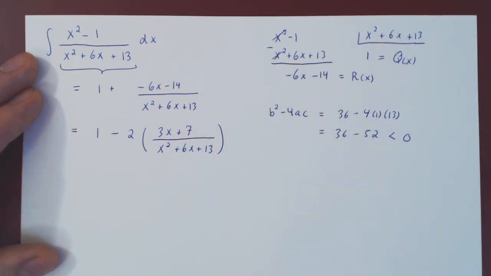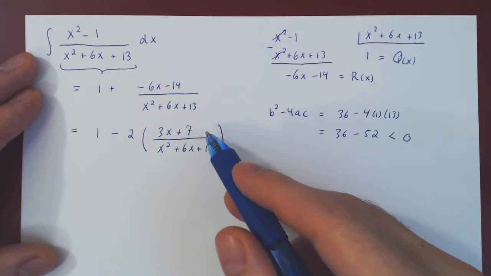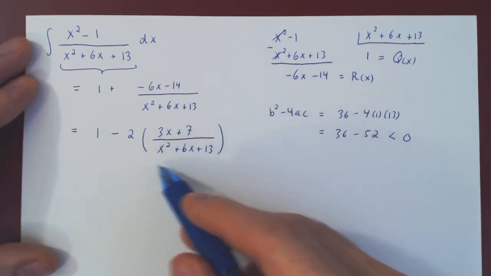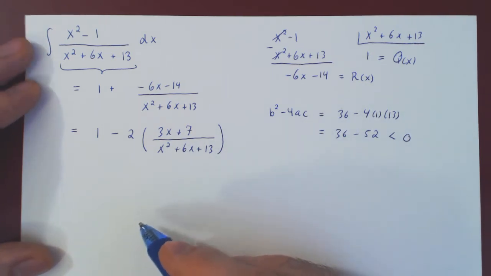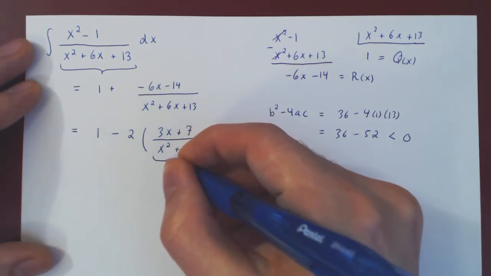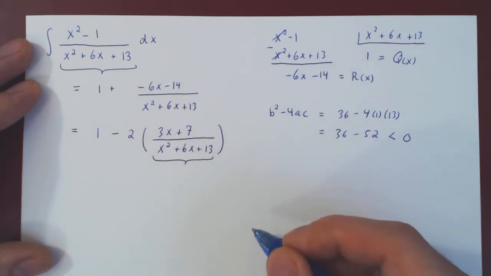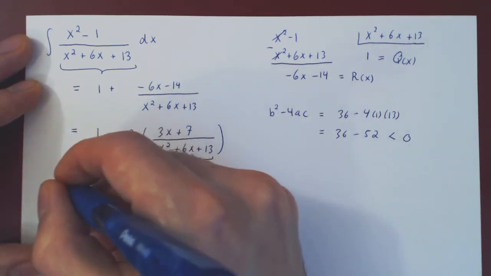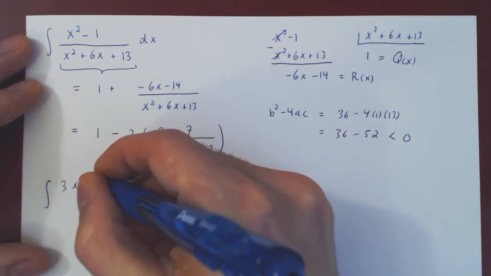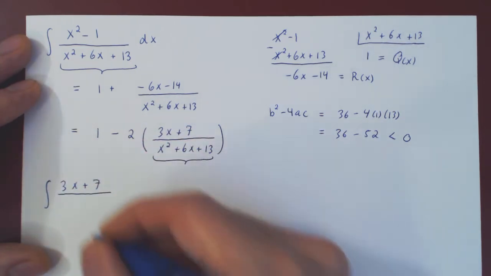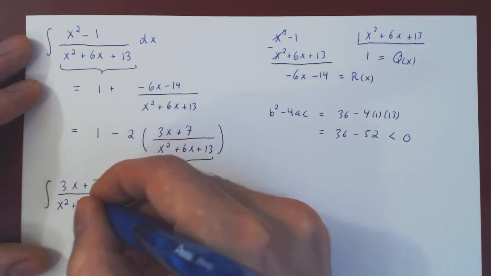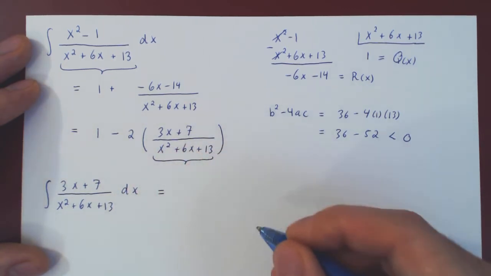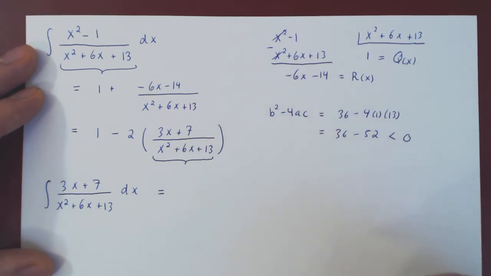Well, the question is then, how will we integrate this rational function? Every time you have an irreducible quadratic in your denominator, you will have to complete the square. So now let us integrate this rational function by using the completion of the square idea. So we will integrate 3x plus 7 over x squared plus 6x plus 13, which will be equal to, well, let us complete the square right here.